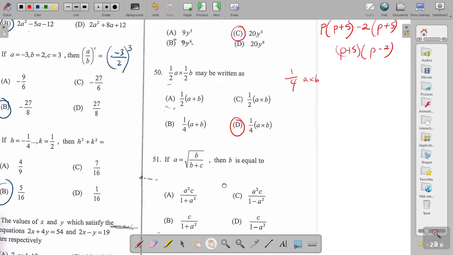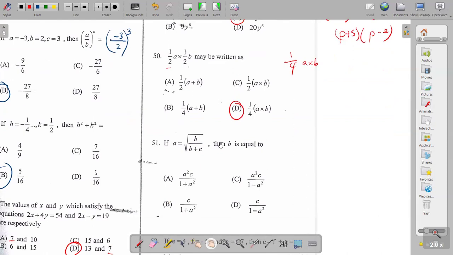All right, let's keep it moving. If A is this, then B is equal to... So this is a lot of transposing. A is the big square root of B. You can't get to B because B is in here, B plus C. And if we realize there's two B's, so this is actually a complex question. So step one is to get rid of the square root by squaring both sides. So you end up with A squared is now equal to B plus C.